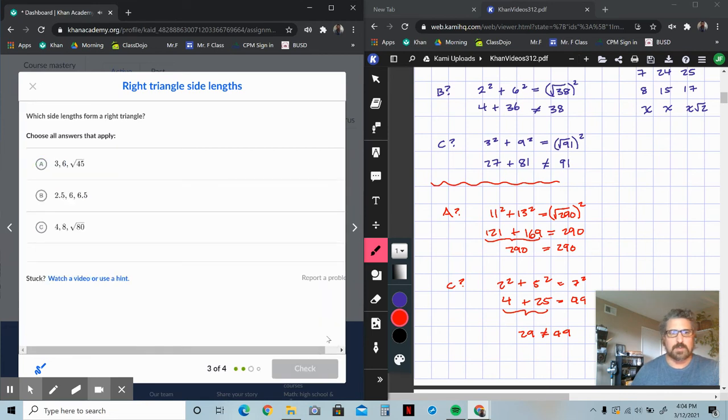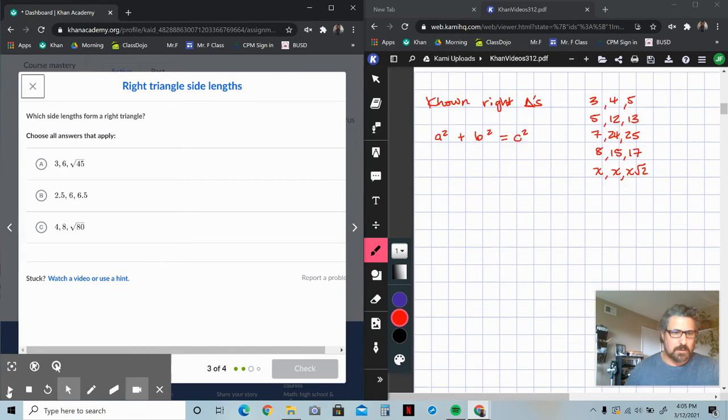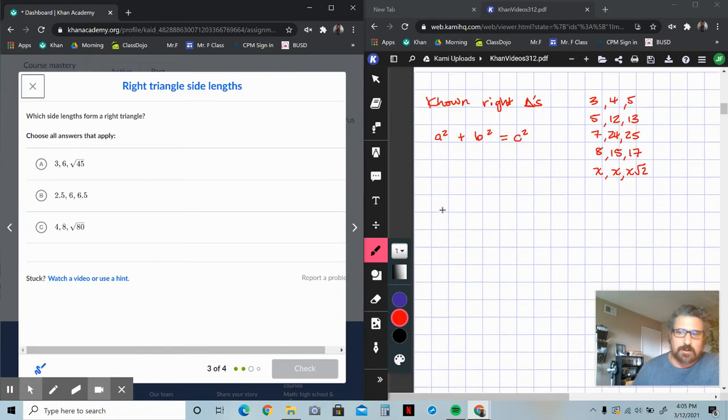Okay. All right, I think you guys get the hang of it. Let me pause and clean this up a little bit. All right, now that I got a little set up here for you, let's first check and see if these are known right triangles, right?